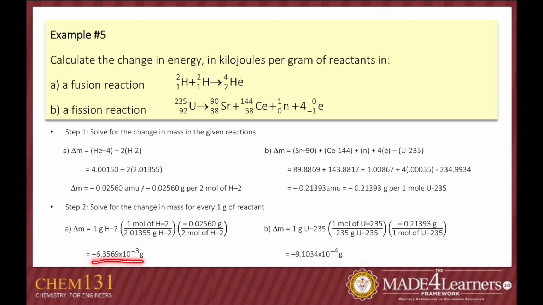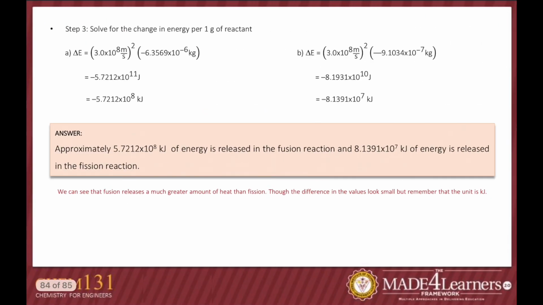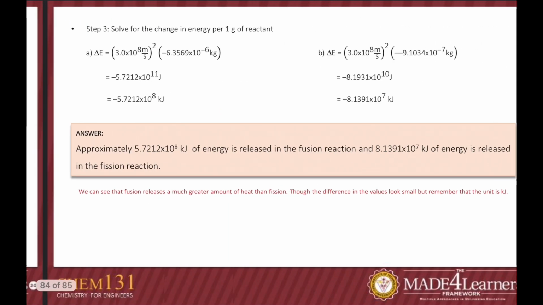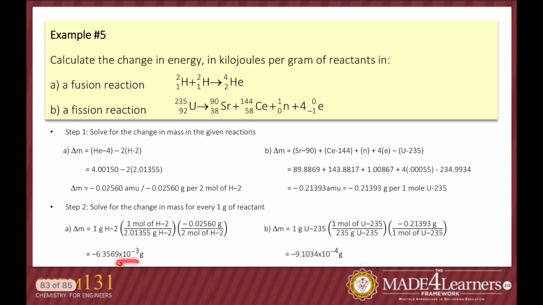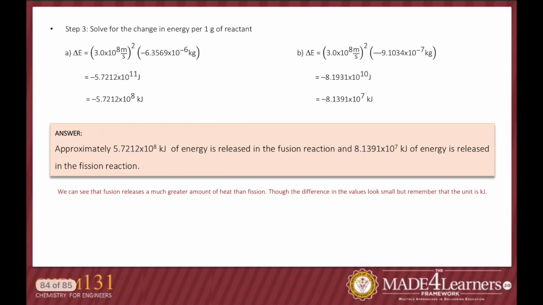Which has the larger change in mass? The fusion, right? The larger the change in mass, the larger the energy released. The next step is to convert that into kilograms by dividing by 1,000, and then multiply by the speed of light raised to the power of 2. You get your answer in joules, and then divide by 1,000 to get it in kilojoules.